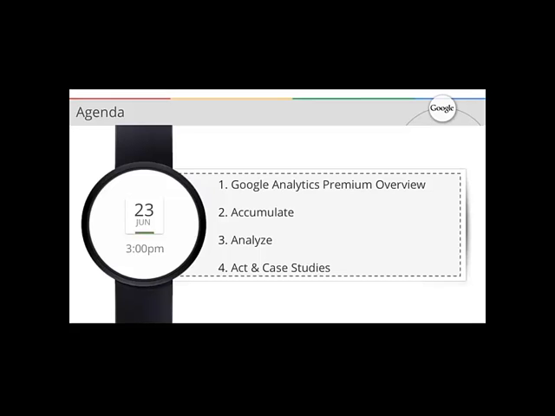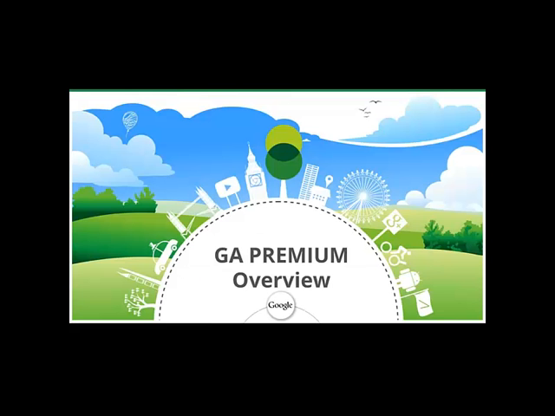So what I'm going to do today is talk about 4 key areas. One, I'm going to give you an overview of what GA Premium is. People know Google Analytics, so what is Premium all about, what can it do? From a feature standpoint, there are 3 key areas which I've subdivided this into. One is accumulation, in terms of what kind of data it can accumulate, what kind of analysis it can do, and then how it can be used for acting. There are some case studies to support that as well, so I'm going to go over those as well. All right, so let's jump right into the first section, which is the overview.